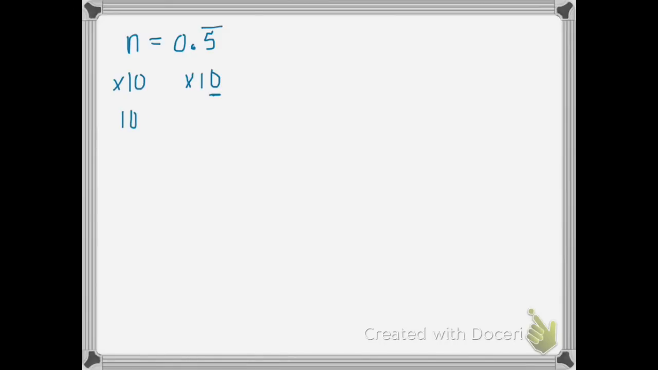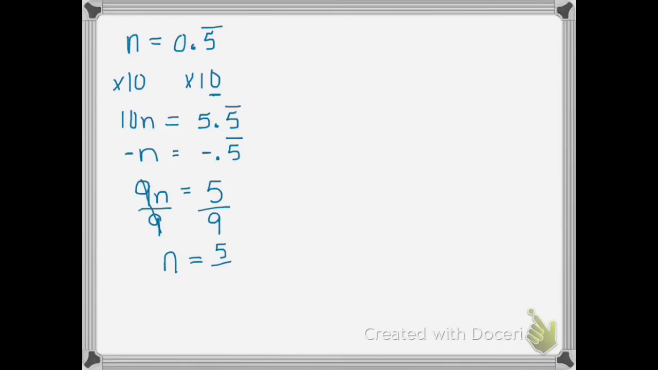That would give us 10n on the left and 5.5 repeating on the right. Then we subtract n from both sides, but on the right we're subtracting what n is equal to, which is 0.5 repeating. So we said that n is equal to 0.5 repeating, and we're subtracting that n from both sides. We get 9n is equal to 5. And then again, from equation solving, you can divide both sides by the same value. Those would cancel, and so we get n equals 5/9.